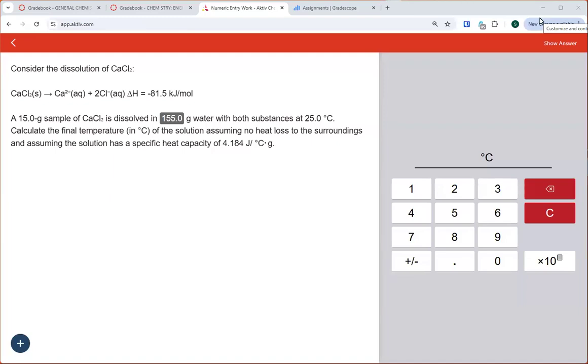All right, let's take a look at this question. This is one of our enthalpy of dissolution questions, right? So we have the delta H of dissolution. And essentially what we're doing is putting a salt, calcium chloride in this case, into water. Notice we've changed from a solid to aqueous.